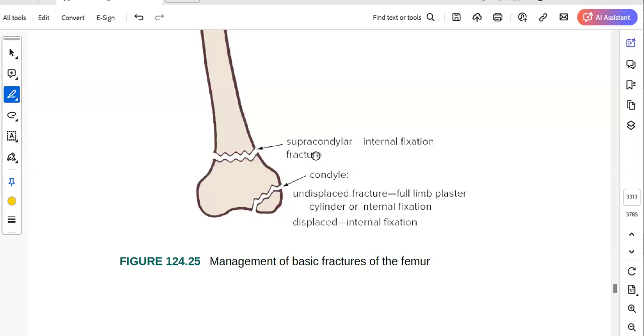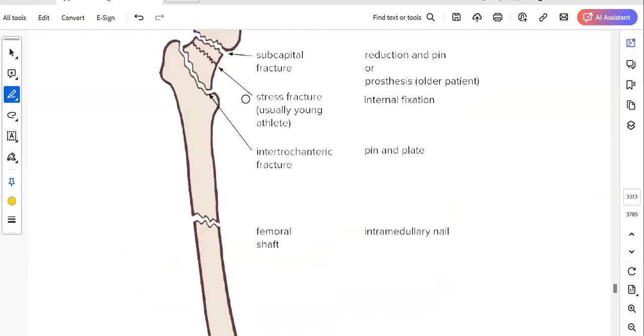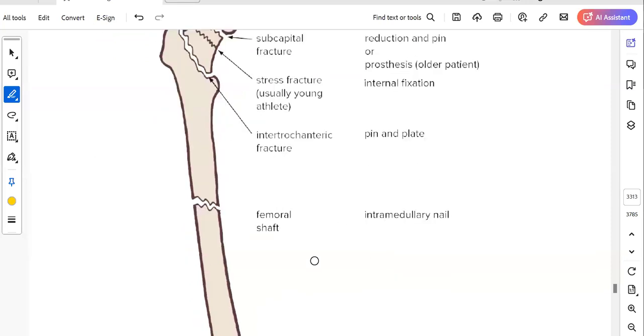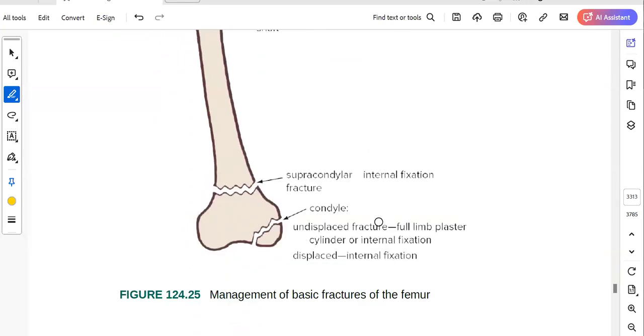So what I would suggest, rather than wasting a lot of time reading all of those, look at the pictures. Same as the humerus has a fracture picture like this, just go through that picture, remember the usual management of them, and the same applies to femur fractures.